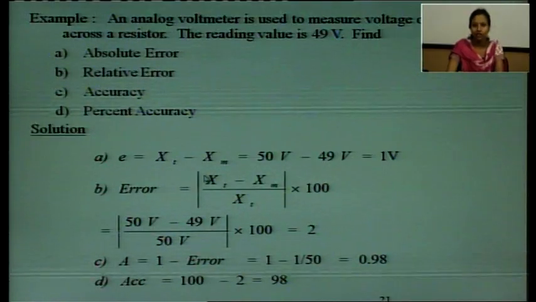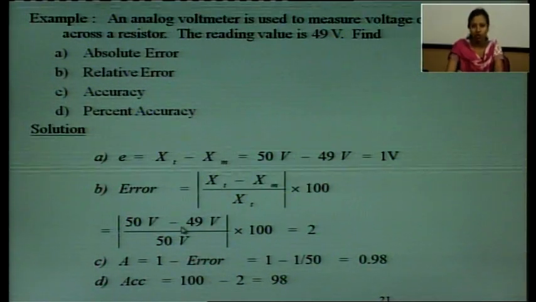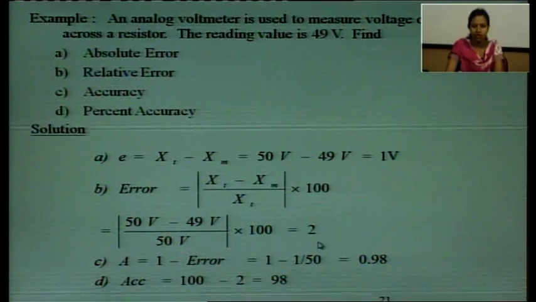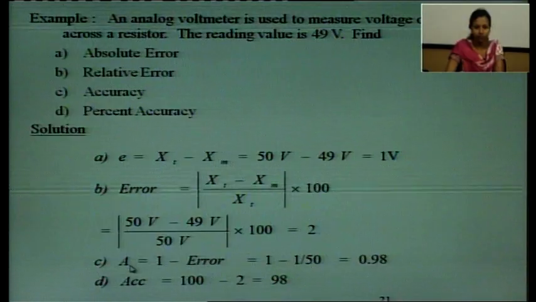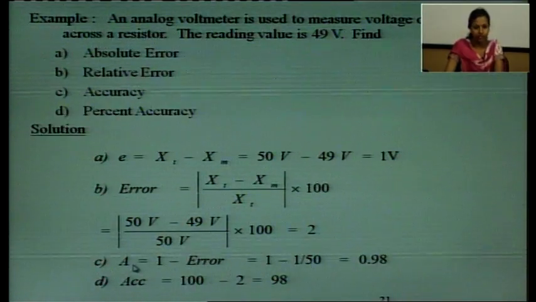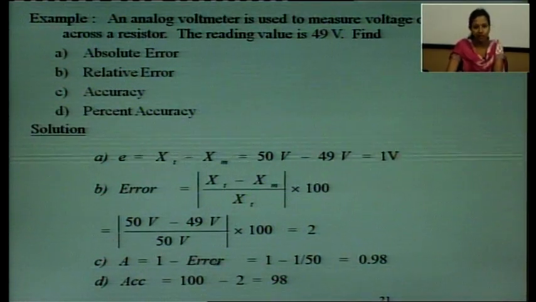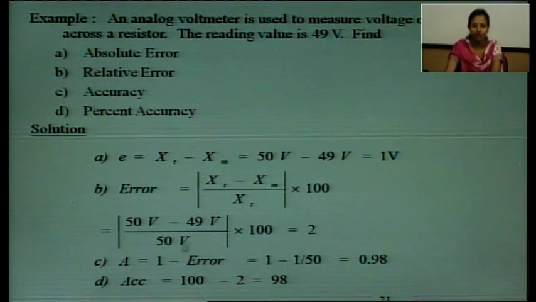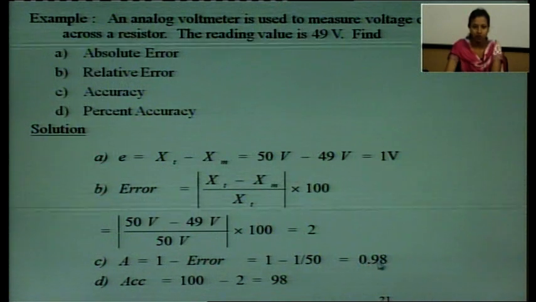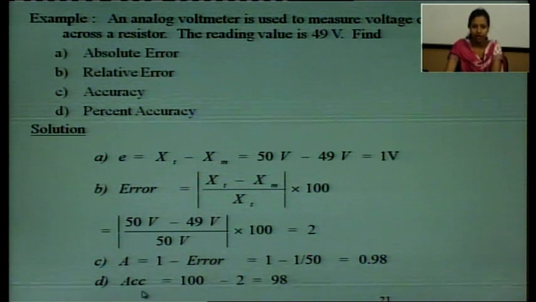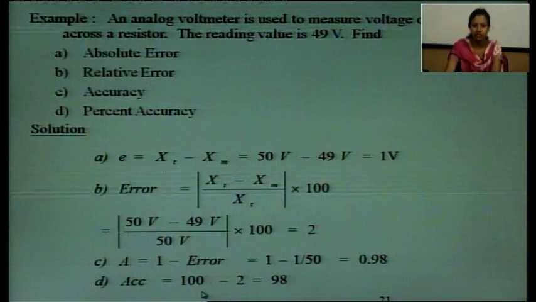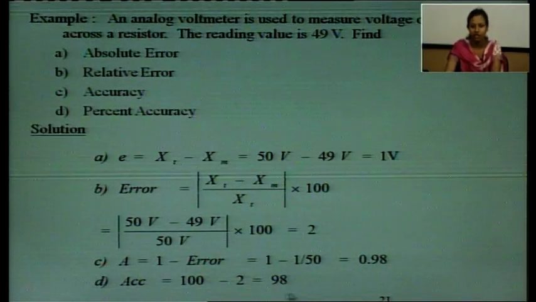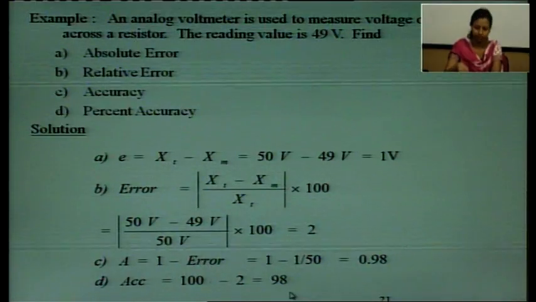The relative error is simply the ratio of 1 divided by 50, and in percentage, multiplied by 100, it is equal to 2. Next is accuracy, which is simply 1 minus the relative error. The relative error is 1 by 50, so accuracy is equal to 0.98, and the percentage accuracy is simply the multiplication of this term by 100, so it is equal to 98%.